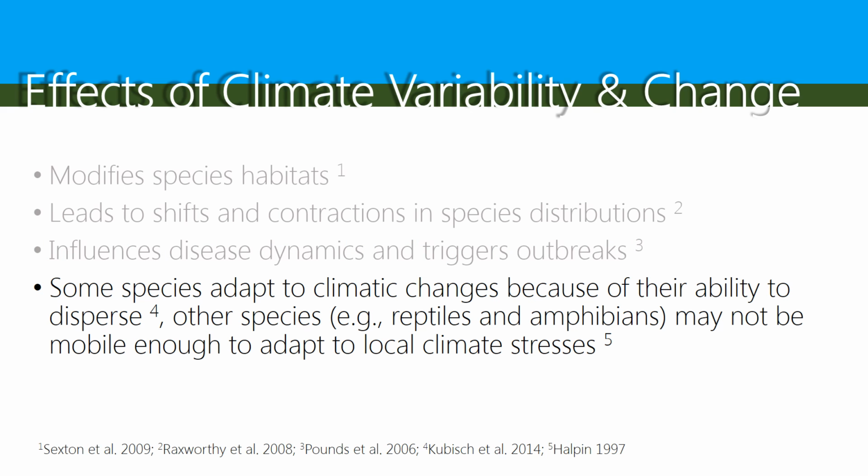Although we believe that some species could adapt to the climatic changes because of their ability to disperse and maybe move somewhere else, there are species like, for instance, the reptiles and the amphibians that may not be able or mobile enough to move or to adapt to the local climate stresses, and eventually they just go extinct.